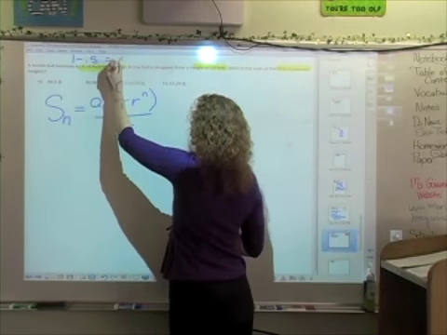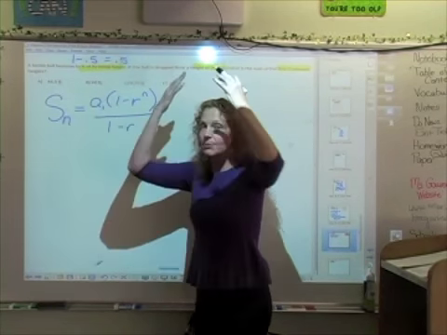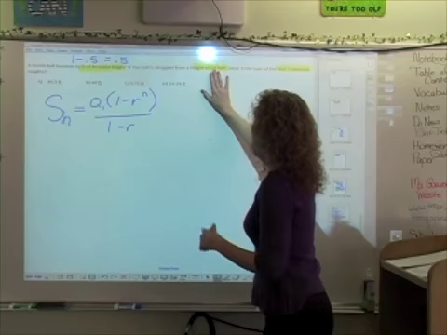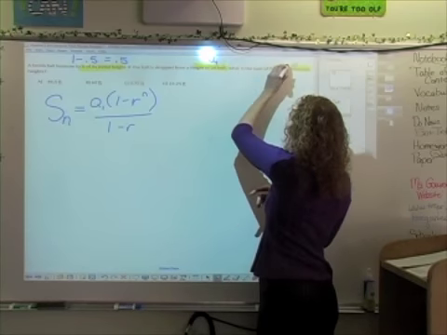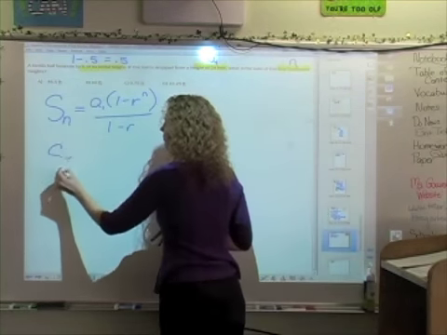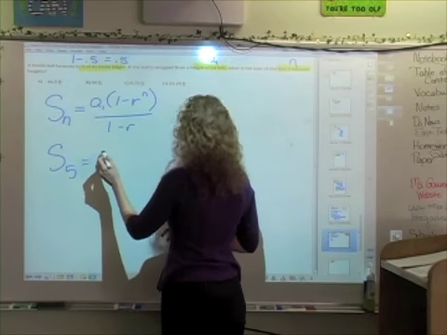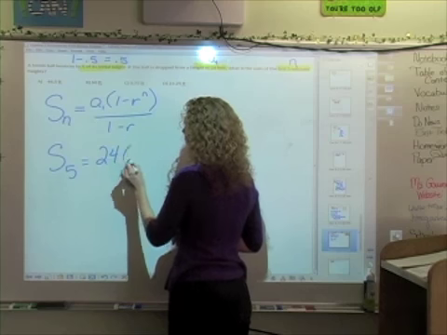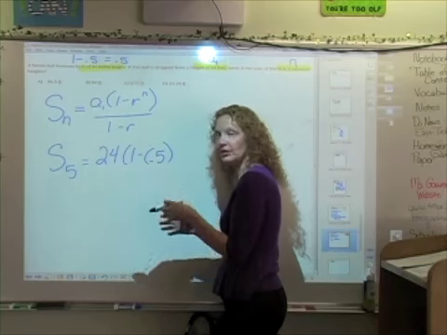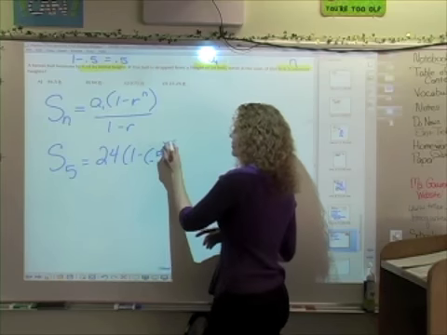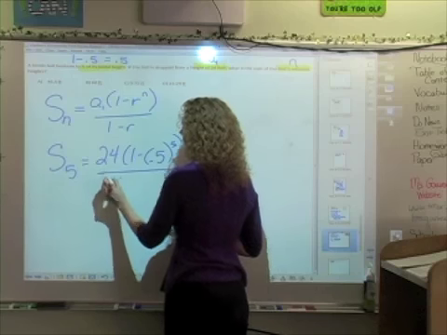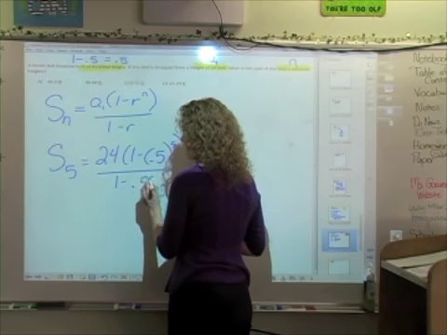So this gives me a ratio of 0.5. If it increased by 0.5, I'd have a 1.5 as my ratio. A1 is my initial height, and then 5 rebounds is going to be my N. So I'm looking for the 5th rebound equals initial height of 24, 1 minus 0.5. Notice again, I still try to keep all decimals, fractions, negatives in parentheses when I substitute them in. Raised to the 5th power, because it's the 5th height, divided by 1 minus 0.5.